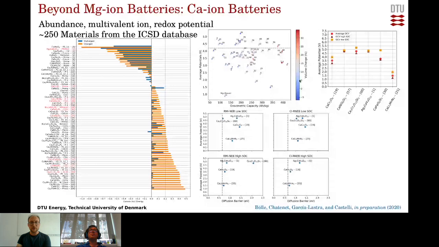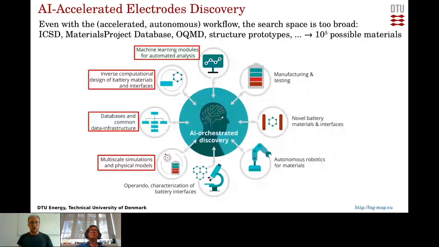We can, of course, as Alejandro showed before, combine this workflow with artificial intelligence and try to accelerate even further the development of discovery of materials. If you look at the full ICSD, the most common database, you have several thousands of different materials. So even with an autonomous way to run the calculations, it will not be feasible.